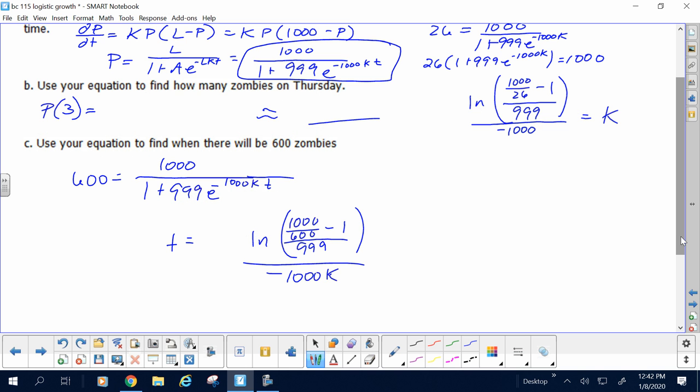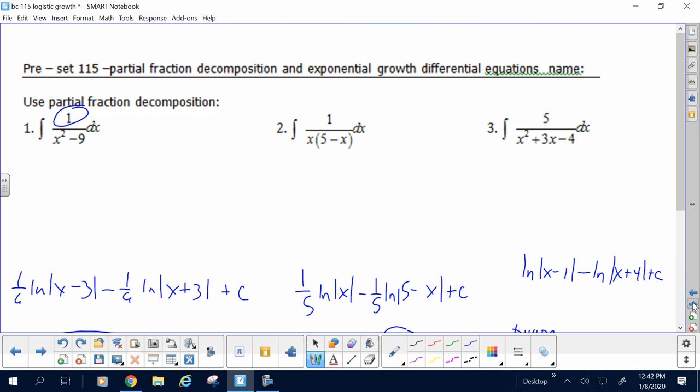And there's your time, and what would the units be? Days, 6 days. Okay? Days since Monday, really. You follow? Okay, for the first Monday, whatever. All right, that is that, logistic.